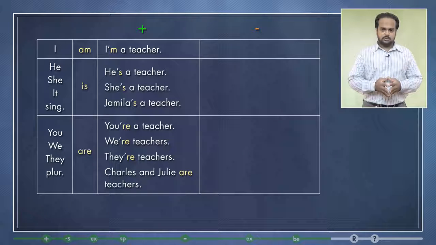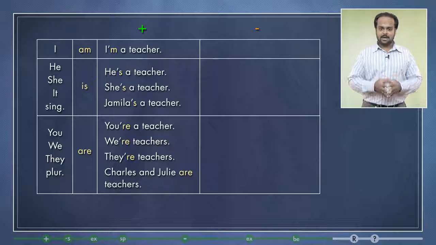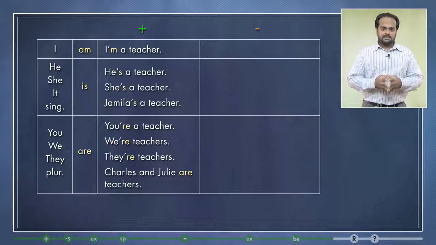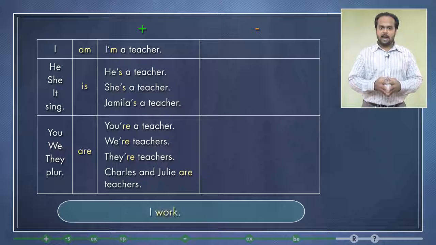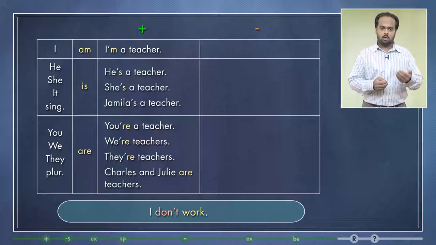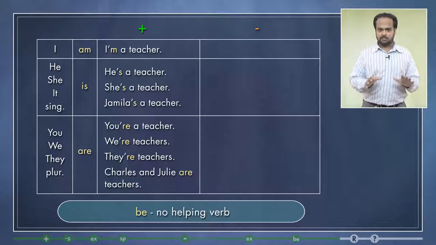The second difference is that the verb be is very strong. What I mean by that is when be is the main verb in a sentence, then it needs no helping verb. Remember, to make I work negative, we say I don't work. So work is the main verb and do is the helping verb. But be does not need a helping verb.